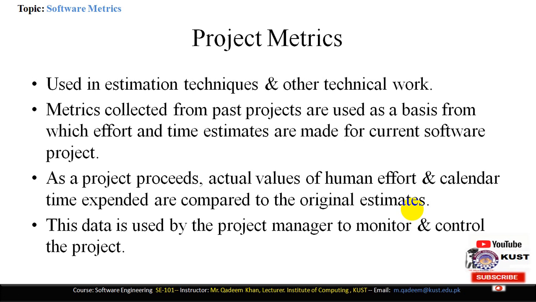If they coincide, that means we are going in the right direction. If the actual measurements are very different from our measurement of the metrics, then we will say that we are slipping towards the other side and the project is going towards failure. So this data is used by the project manager to monitor and control the project. All this information of the project metrics is used by the project manager to control the project.